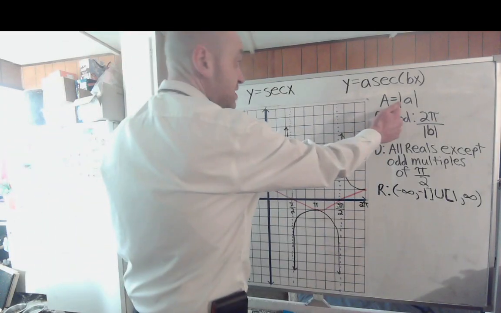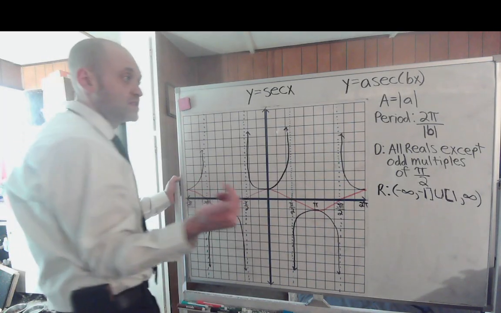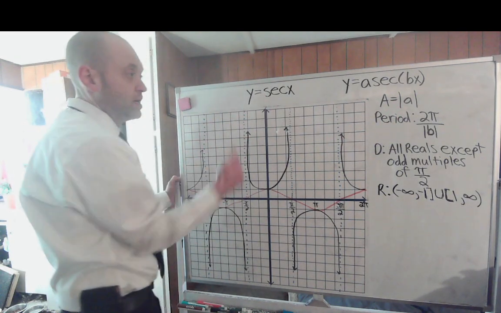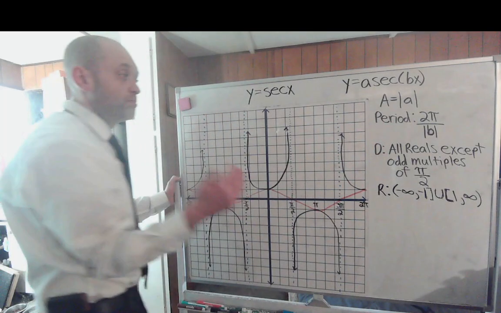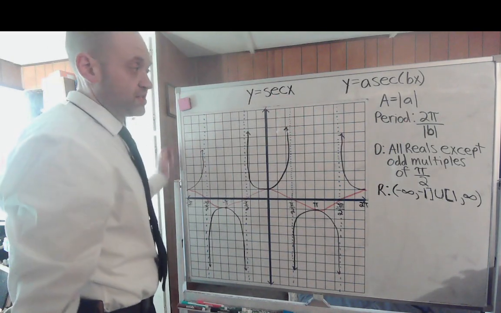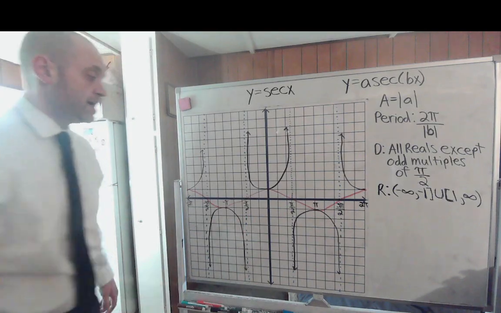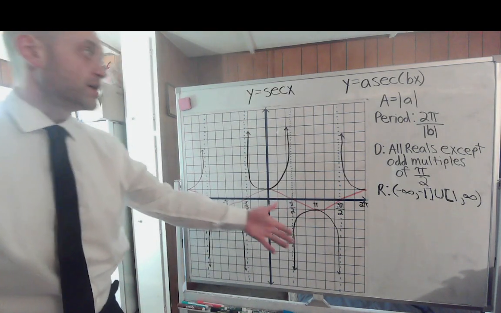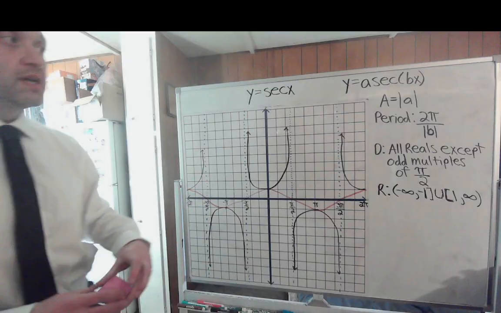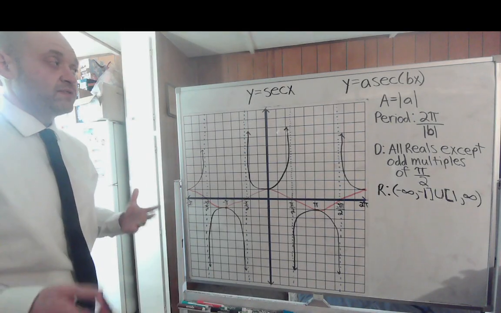Now, the amplitude is found the same way. Take the coefficient of the secant of x, just like you would for a sine or cosine. It's the absolute value of that a, which is, in this case, 1. Your period is still 2 pi over the absolute value of that b, which is the coefficient on the x. In this case, it's 1, so your period would be 2 pi. And you see the graph for 2 full periods of the secant function, as opposed to just 1 period, but 1 period is 2 pi. So that's your typical secant function.